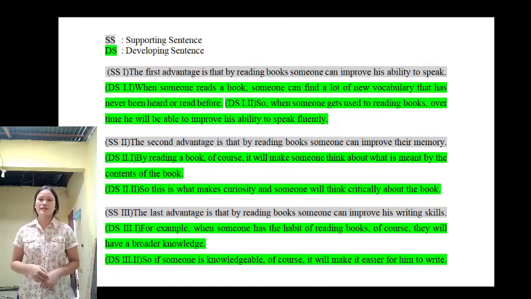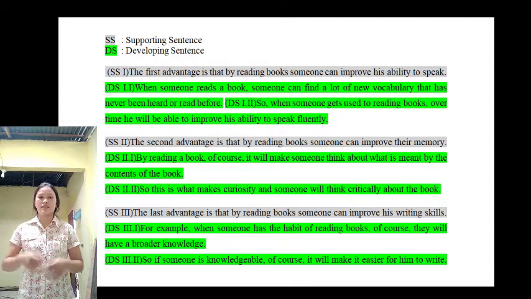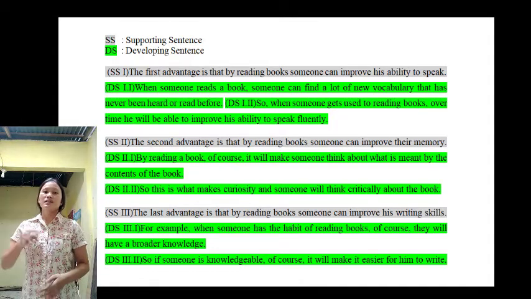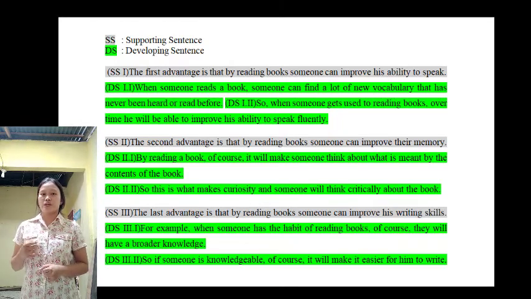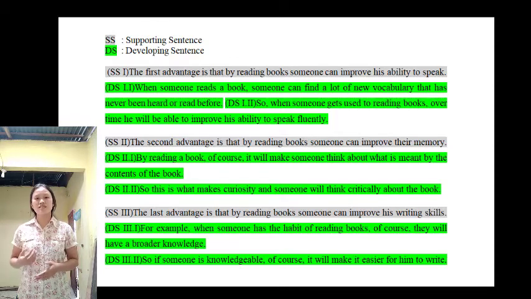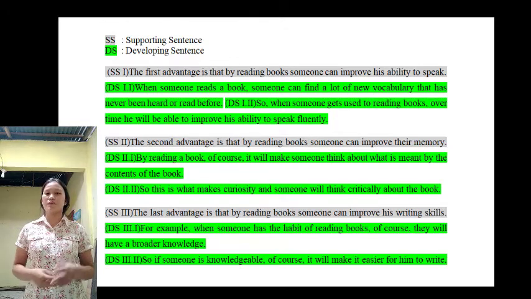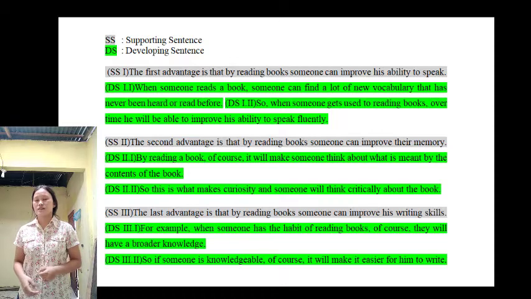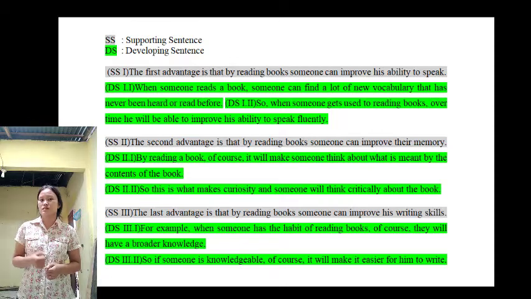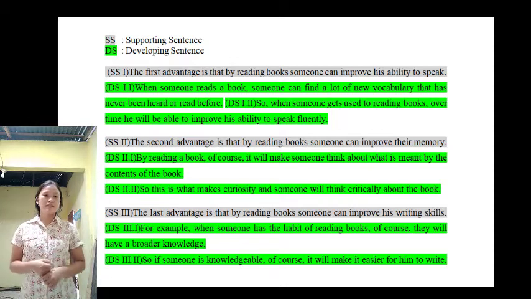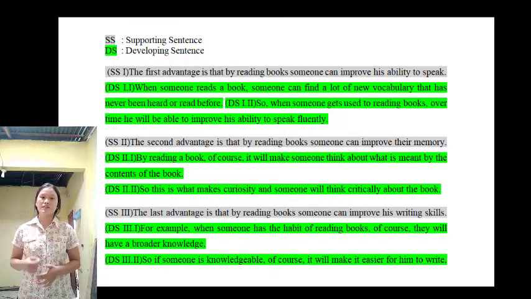And then the second supporting sentence in this paragraph is, "The second advantage is that by reading books, someone can improve their memory." In the second supporting sentence, there are two developing sentences. The first is, "By reading a book, of course, it will make someone think about what is meant by the contents of the book." And the second is, "So this is what makes curiosity, and someone will think critically about the book."